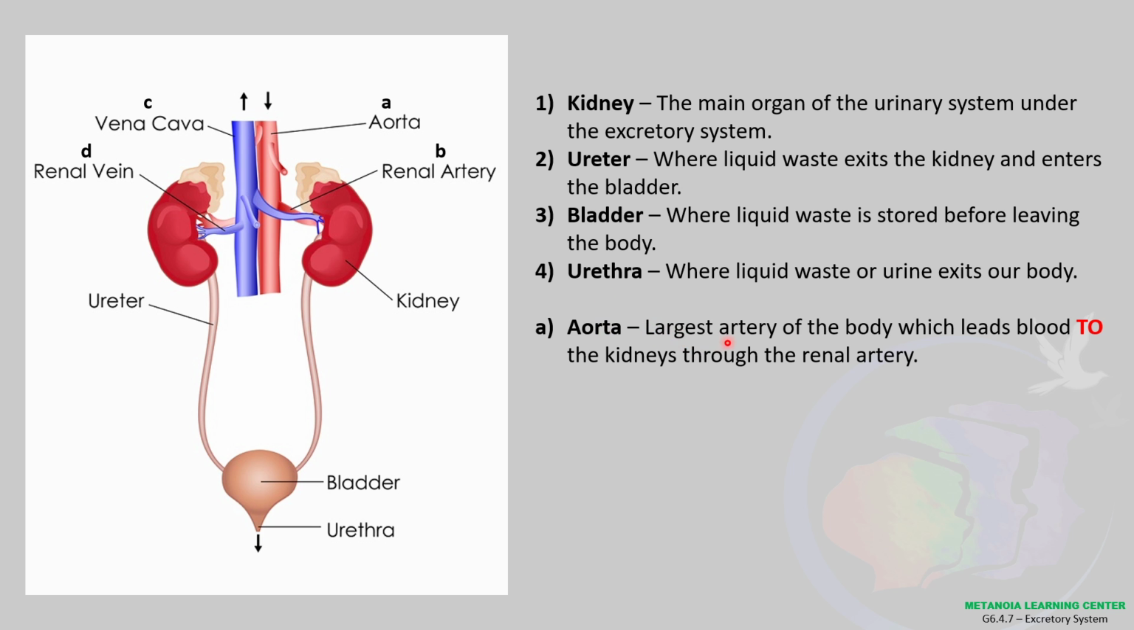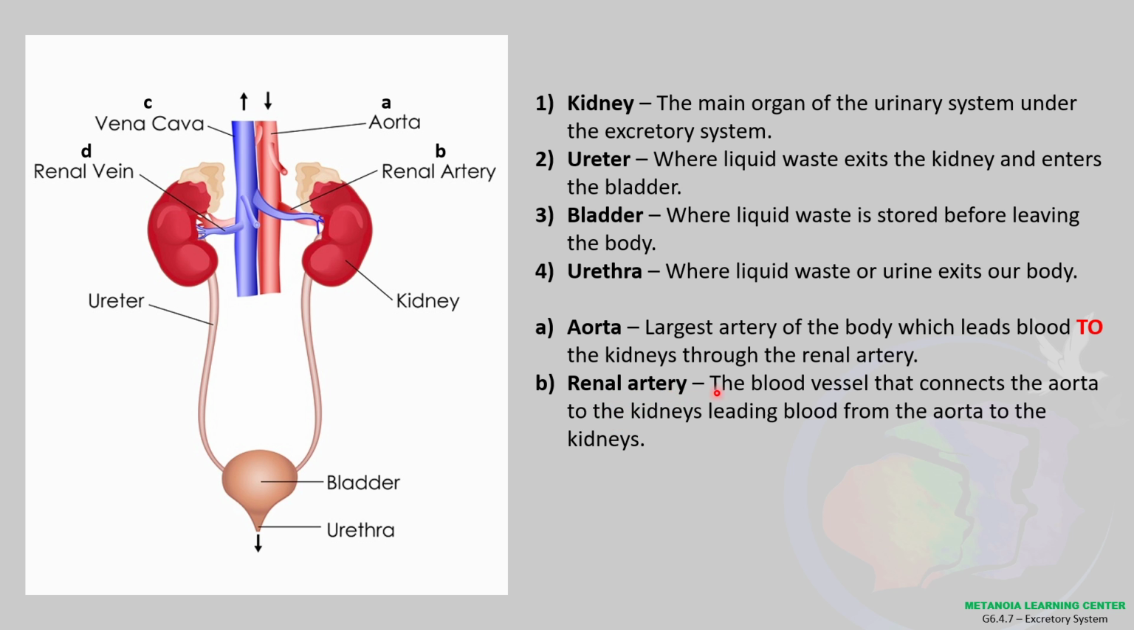Okay, again, sabi dyan sa aorta, largest artery of the body which leads blood to the kidneys through the renal artery. This is the renal artery over here. Yung red sa likod, leading to the kidneys. B, renal artery, the blood vessel that connects the aorta to the kidneys, leading blood from the aorta to the kidneys. So basically, information lang yung connection niya, aorta to kidneys. Different kasi ang renal artery at saka renal vein.